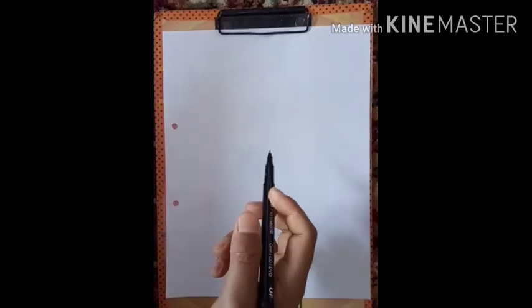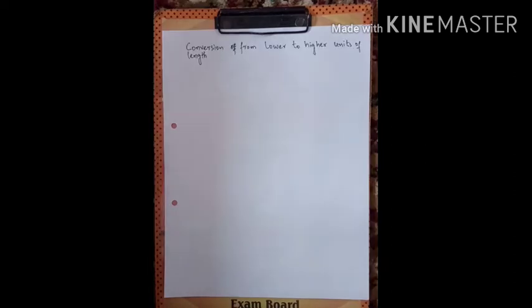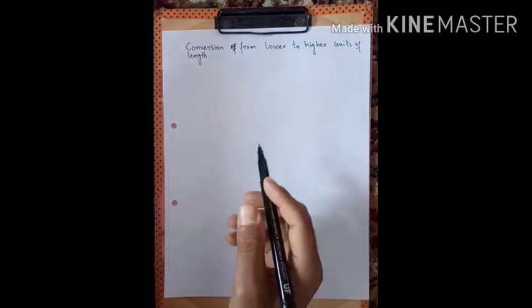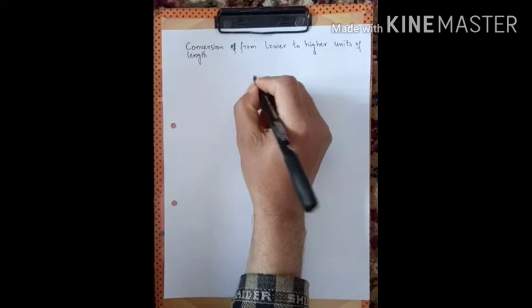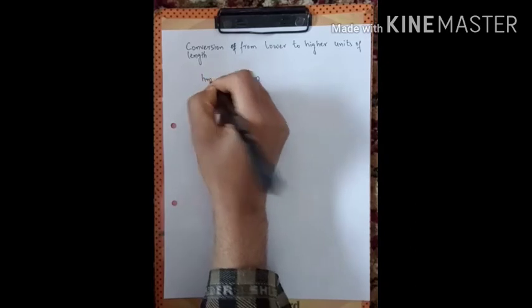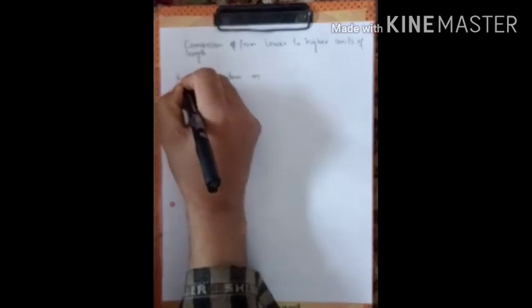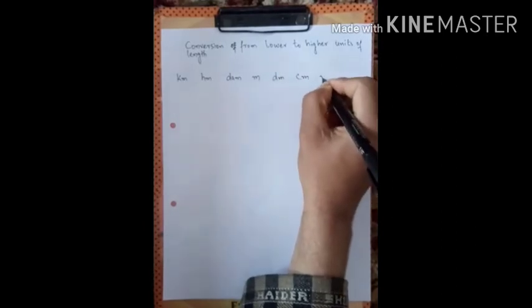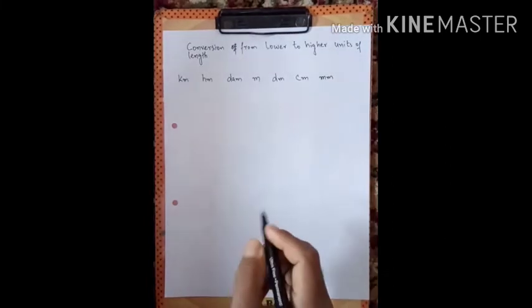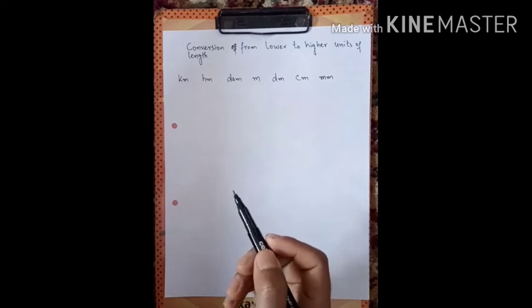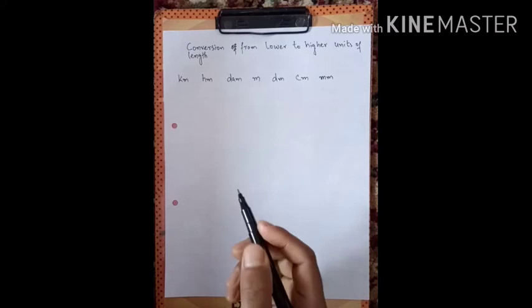Now, conversion from lower to higher units of length. I write conversion from lower to higher units of length. Now, I make a chart of this also: meter, decameter, hectometer and kilometer. Here decimeter, centimeter and millimeter. Now keep in mind, when we move from lower to higher units of length, we always divide.